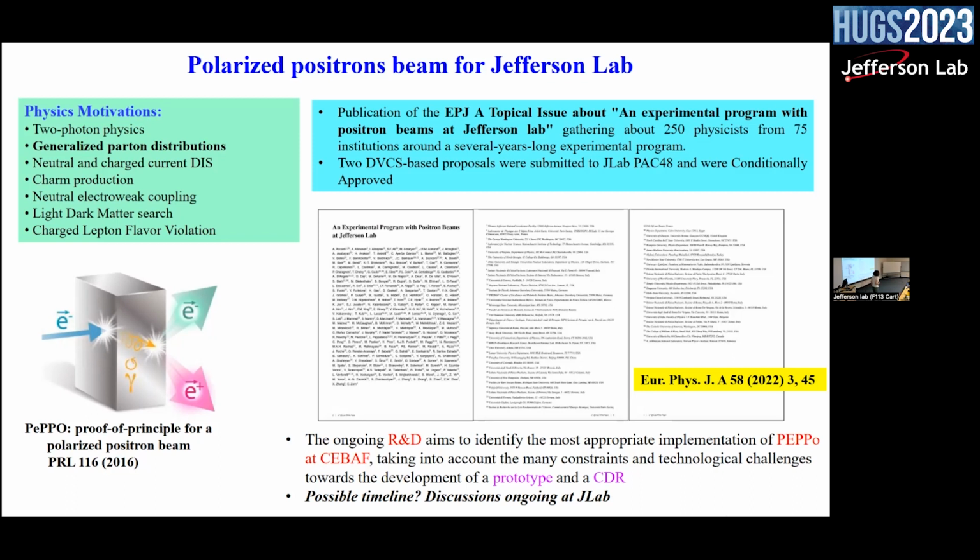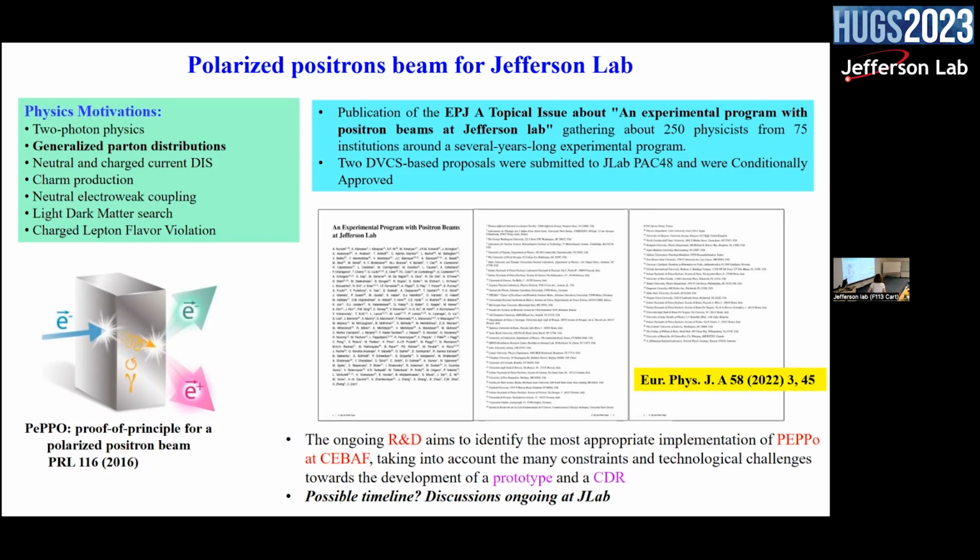So there was a paper, or more than a paper, it was a collection, a topical issue, a full issue of European Physical Journal A that came out outlining the whole experimental program that could be done if we had the positron beam at JLab. There were a lot of people involved, and my group was involved in that as well. In particular, when it comes to GPDs, there were 2 proposals for DVCS that were submitted a couple of PACs ago here at JLab, and now they've been resubmitted after having been conditionally approved before.